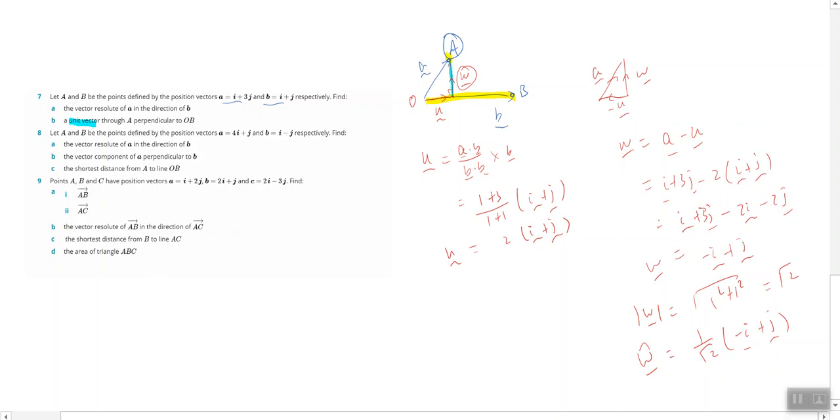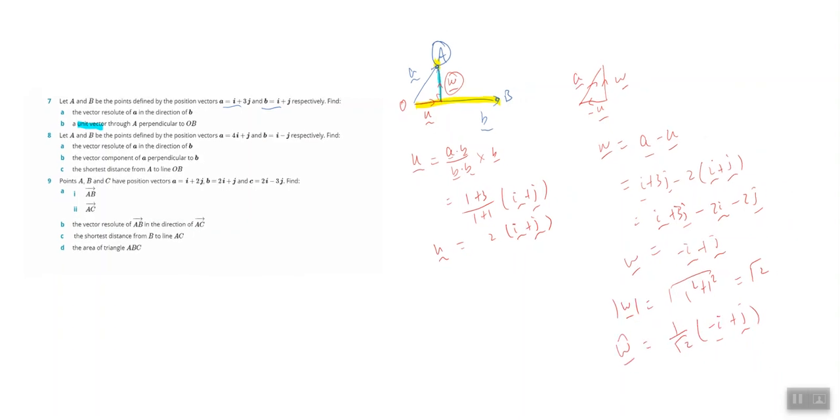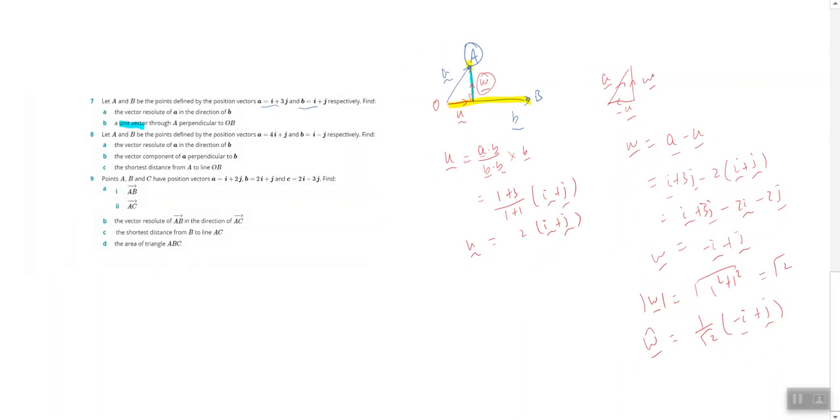So it's a bit of a tricky question. It's not just asking you for the perpendicular component, but it wants you to get the unit vector of the perpendicular component. So what it actually looks like is probably a smaller version of W. So that'll be W hat. Same direction, but smaller.